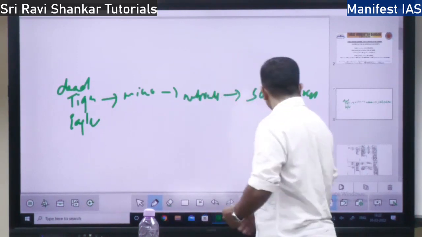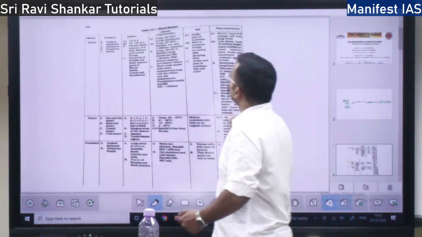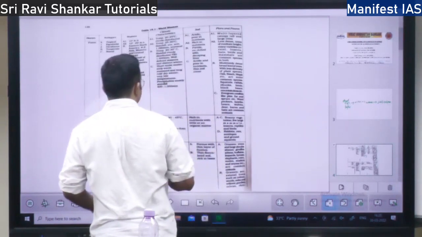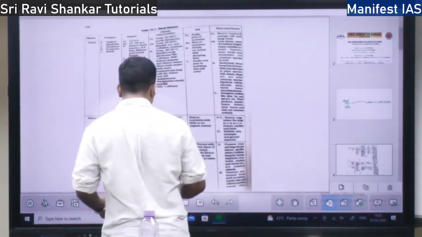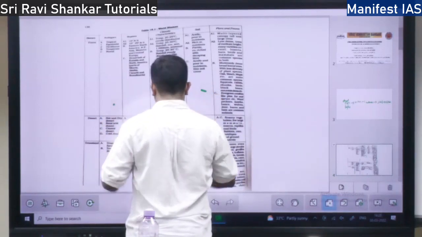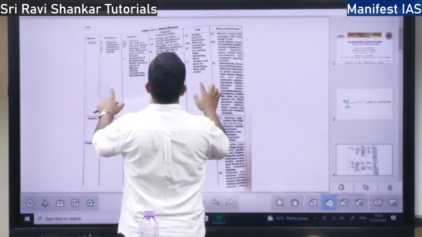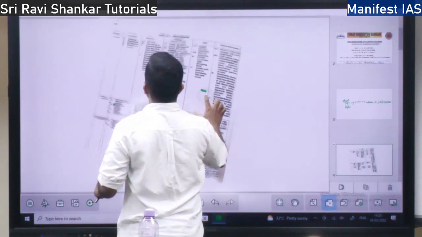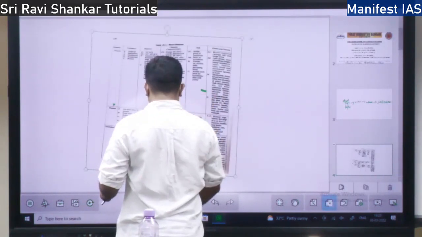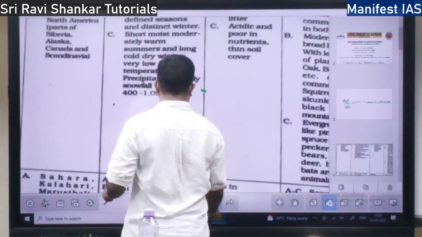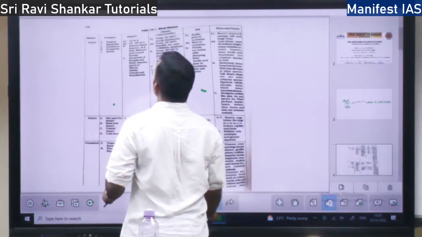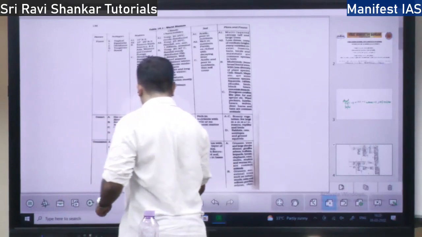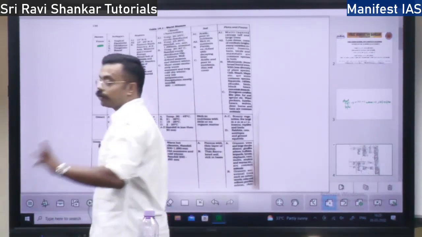Next, we will talk about biomes. I have to discuss various biomes. It is not visible, but I can't help it. This is the best picture I could get. So first you have the forest biome. I'll explain here itself. First you have the forest biome.